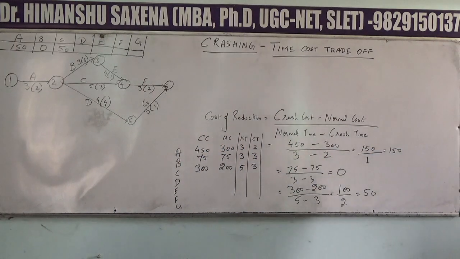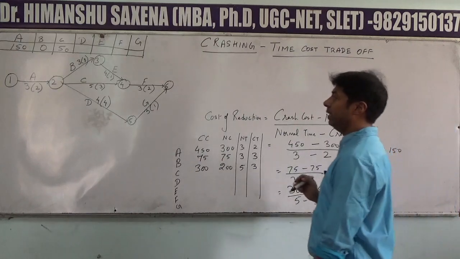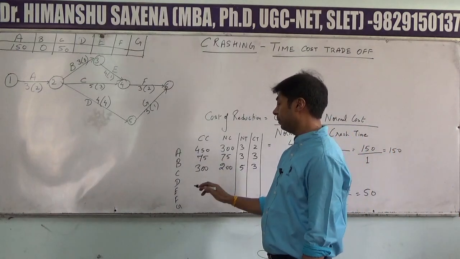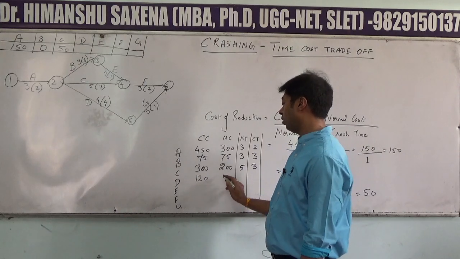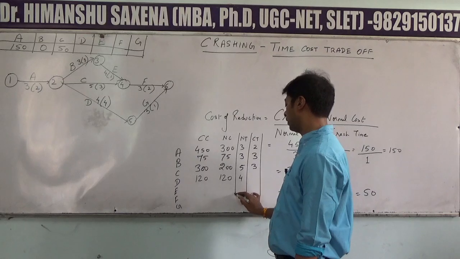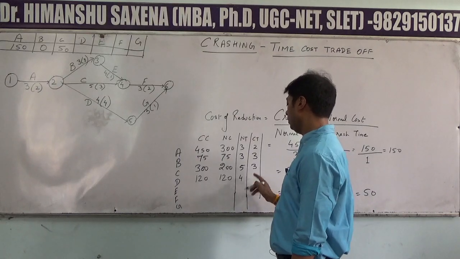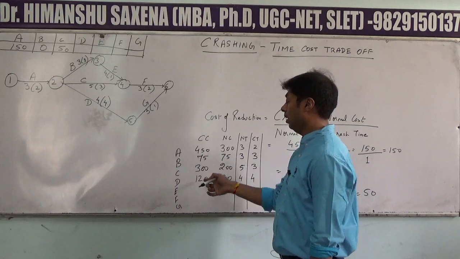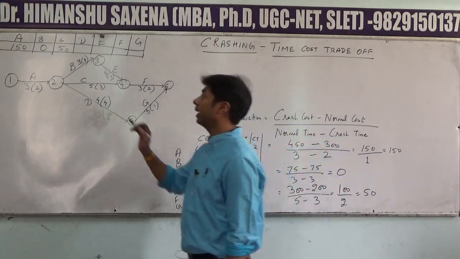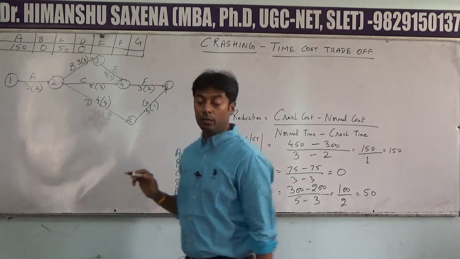Now try to calculate the cost of reduction of activity D. What is the crash cost of activity D? 120. The normal cost? 120. Normal time? 4 weeks. And crash time? That is also 4 weeks. So 120 minus 120 upon 4 minus 4 will again turn out to be 0.